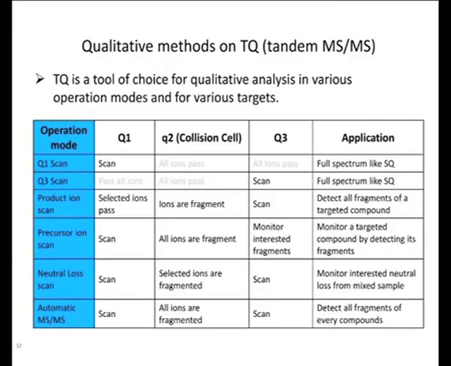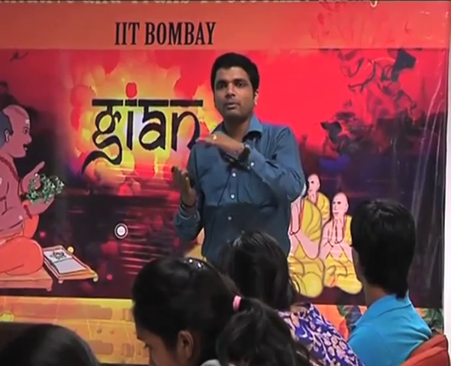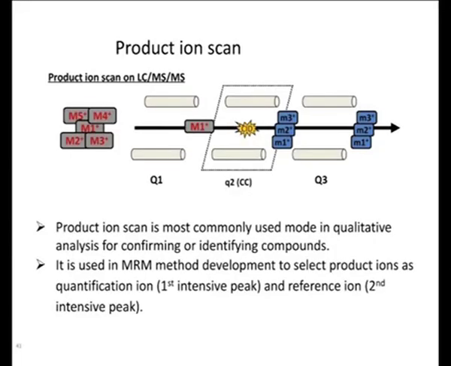MRM is multiple reaction monitoring. What you have to do here: the first quadrupole in SIM mode selects the particular precursor ion, it passes to the second quadrupole, it gets fragmented, and it forms different product ions. Among all the product ions, you select the product ion that is specific to your compound of interest and whose intensity is also good. That means the third quadrupole is also in SIM mode. This pair, from precursor to product, is known as the MRM transition, and it is used for the quantitative analysis of the compound from different matrices.